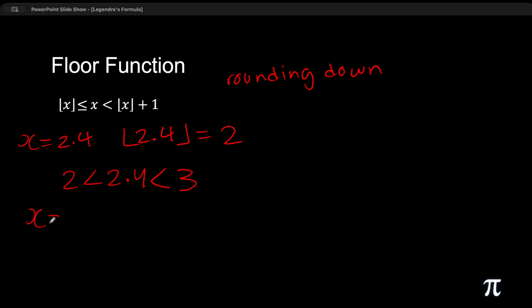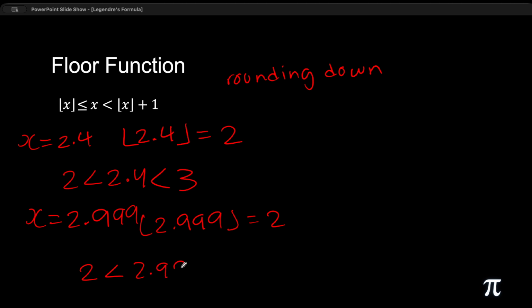This also works for x equal to 2.99. The floor function of 2.99 is still 2 because we are rounding down to the nearest integer. So with the inequality, 2 is less than 2.99, which is less than 2 plus 1, which is 3. So this was a brief demonstration of how the floor function works.